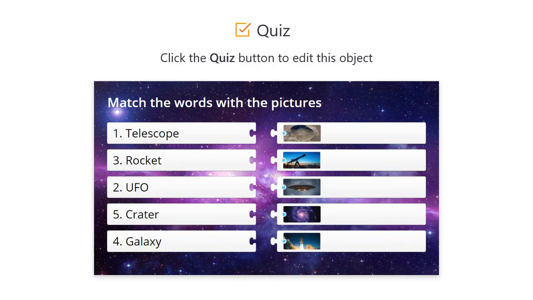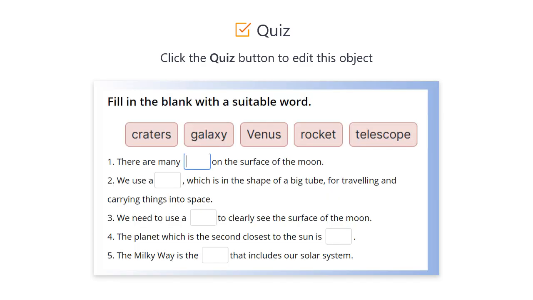Now let's move to practice 2. You need to match the words with the picture. The next exercise is filling in the blank with a suitable word. You need to base on the key words or based on the meaning of the sentence to choose the correct answer.